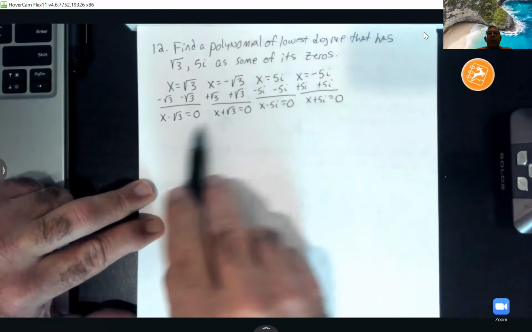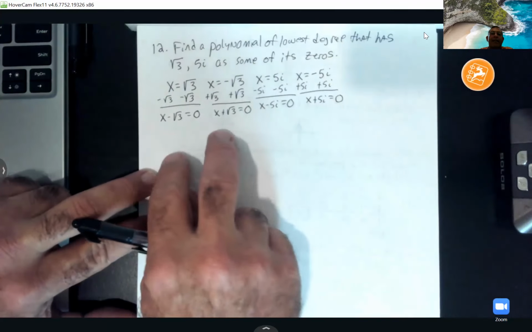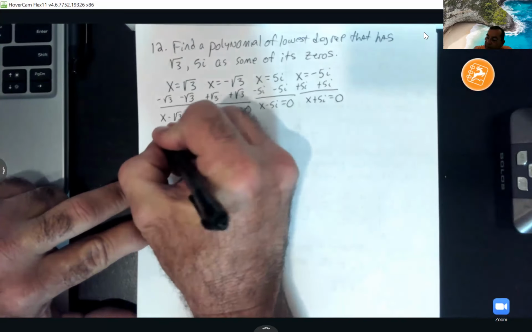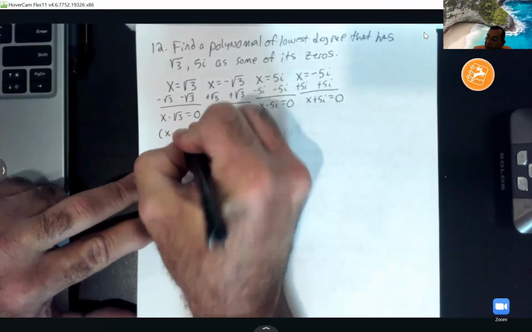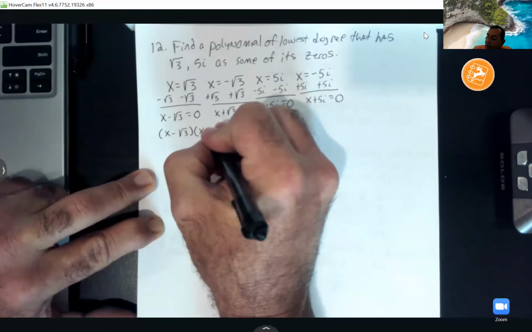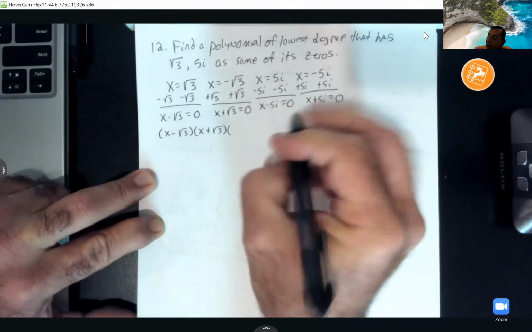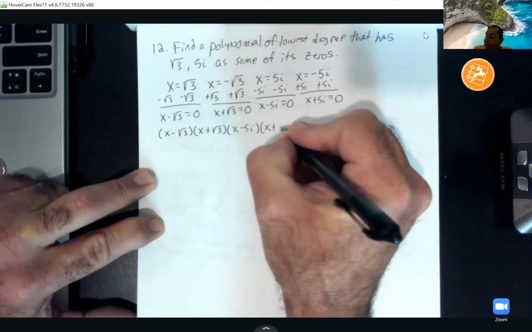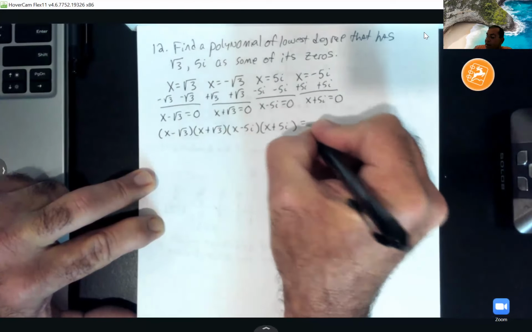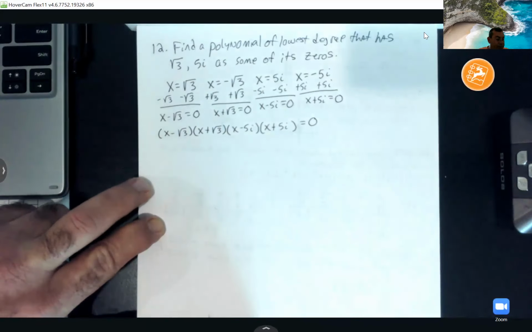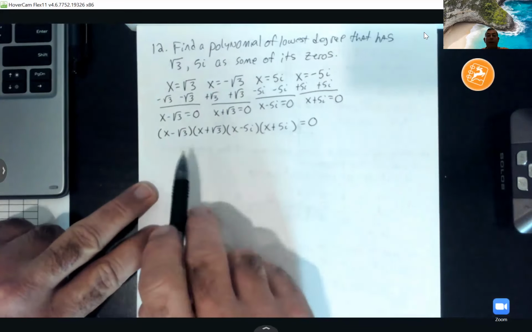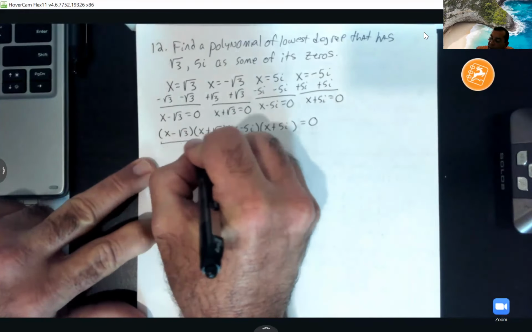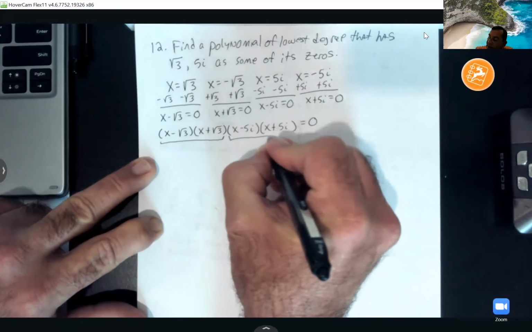All right, so we've got 4 equations equal to 0. We're going to write that as a product, all equal to 0. So x minus square root of 3 times x plus square root of 3, x minus 5i times x plus 5i, all of this equal to 0. All right, so basically we got a lot of foiling. So I'm going to foil the conjugate pair stuff together on each side of this.